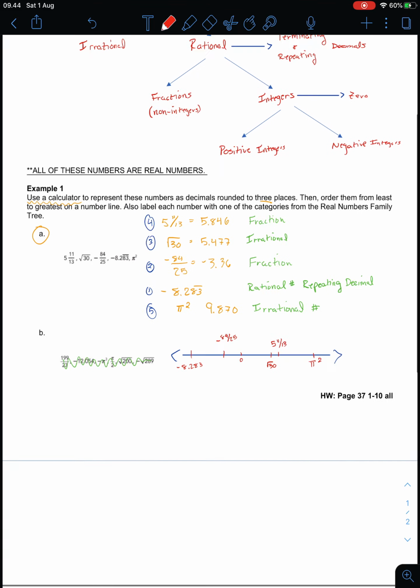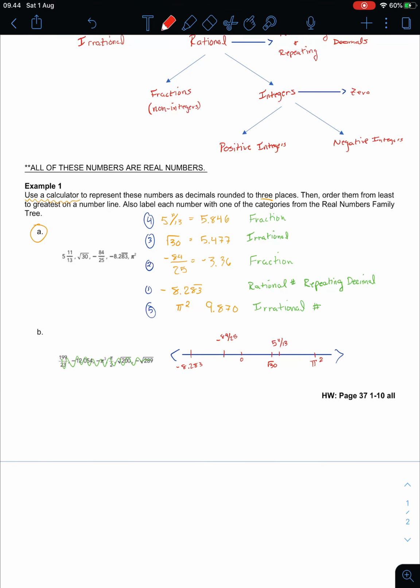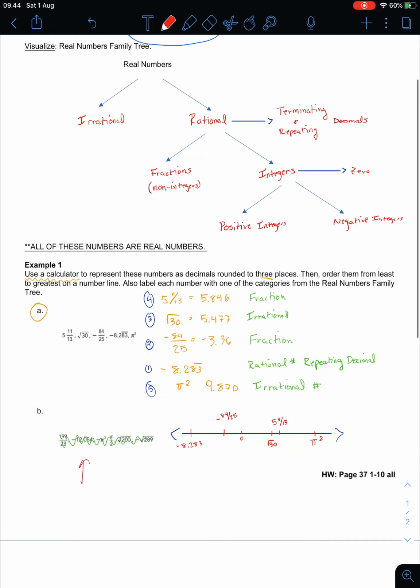So, I think I did everything it asked me to. Least to greatest on a number line, labeled it with a category, yeah, okay. So if that was confusing, I would encourage you to try example B on your own. And we can walk through another example like this in class next time. But for now, that's the end.